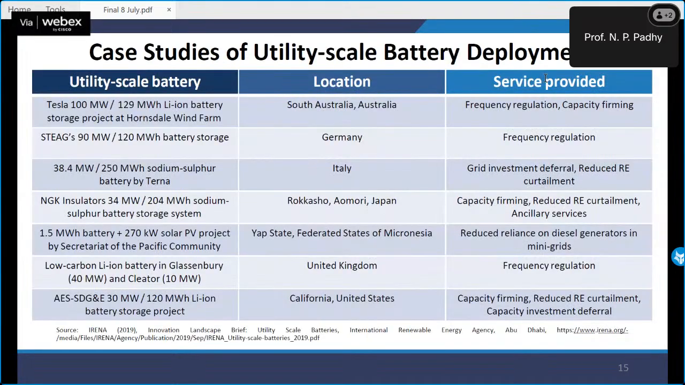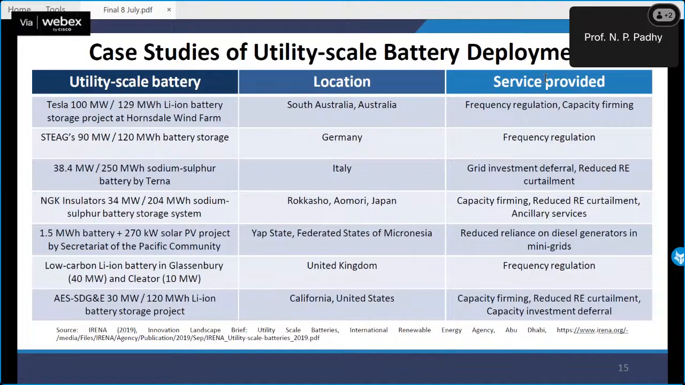So there are a few interesting case studies we are going to discuss now. Tesla 100 megawatt, 129 megawatt hour lithium ion battery installed in Australia, South Australia. And the objective is for frequency regulation. Then we have a 120 megawatt hour battery storage in Germany, the second one for frequency regulation. 38.4 megawatt, 250 megawatt hour.